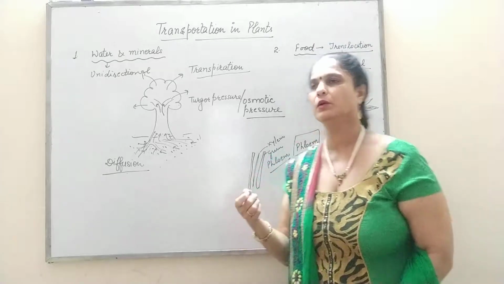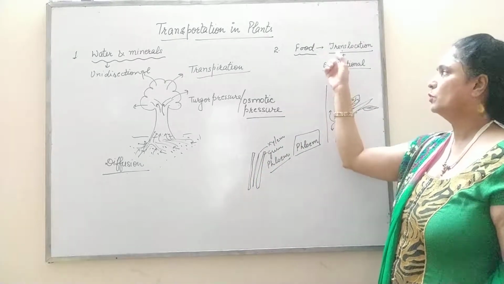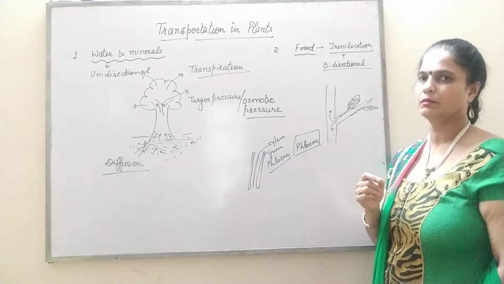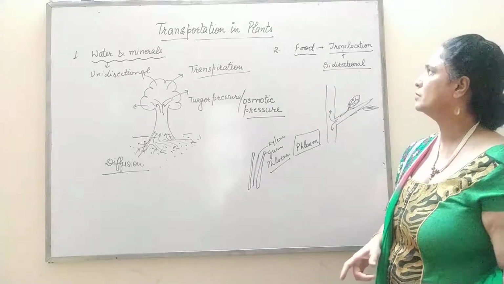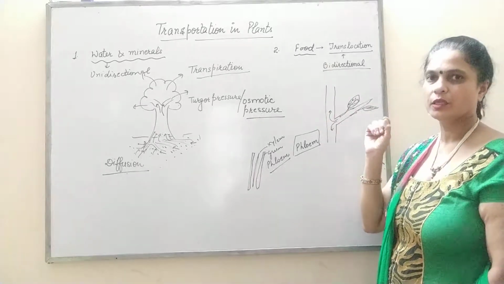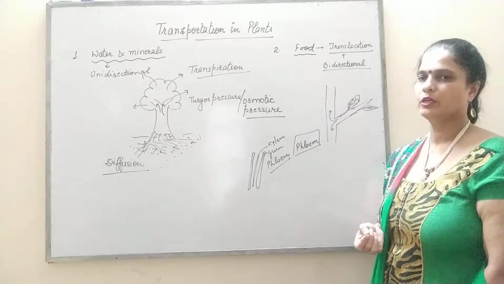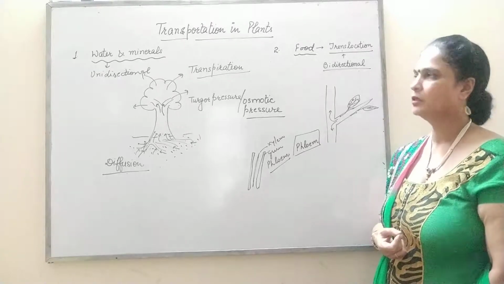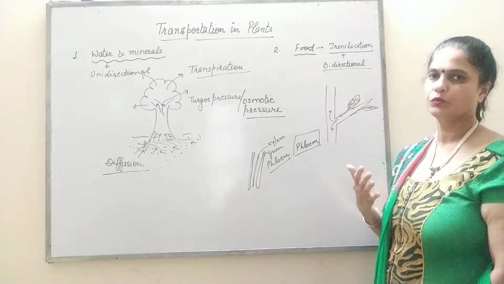But if we talk about the transportation of food, first of all, you must know there is a term called translocation. This is the specific term which is used for transportation of food in plants, and the question is usually asked for 1 mark: define translocation, or what do we call the transportation of food. So you must know that translocation is the transportation of food in the plant.